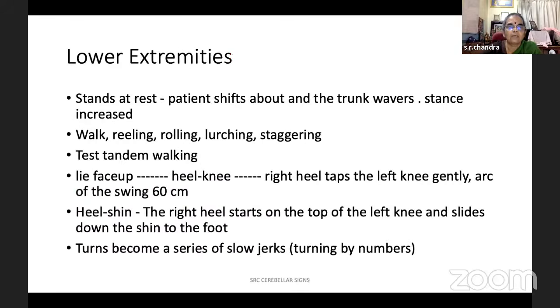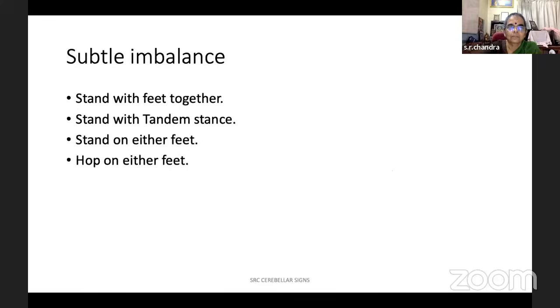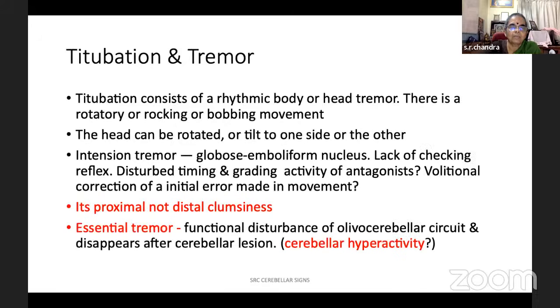That is adiadochokinesia. And in the lower limbs, resting, how they stand, we have the heel knee test, heel shin test, and subtle turns. Look at the turns. And look for subtle imbalance by standing with the feet together, standing in tandem stance, standing on either foot, hopping on either foot. All these can be done to bring out subtle imbalance.